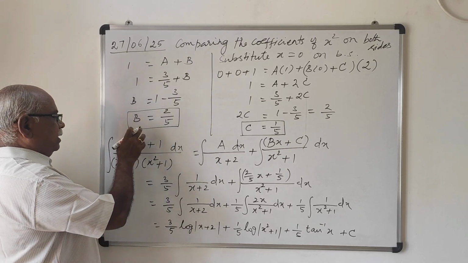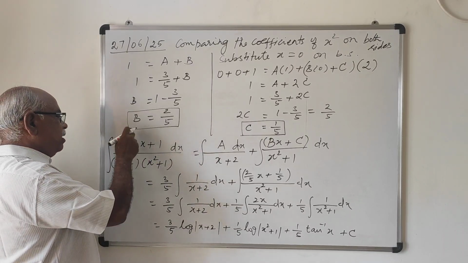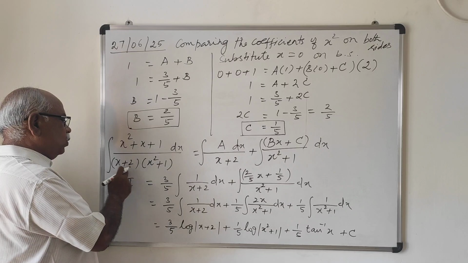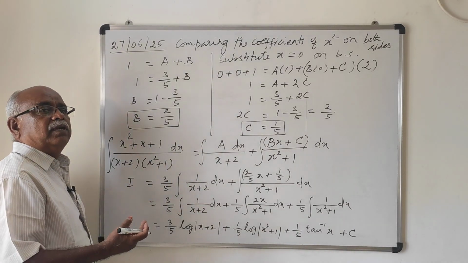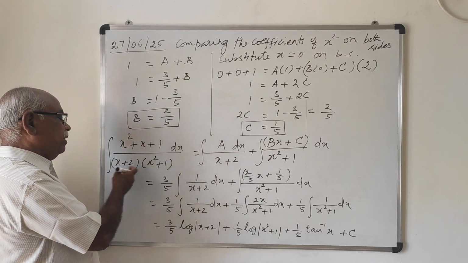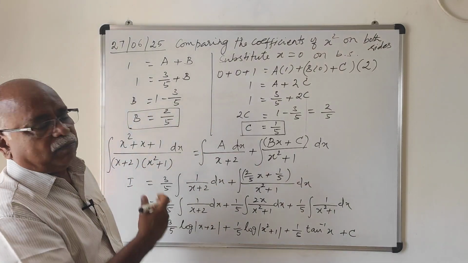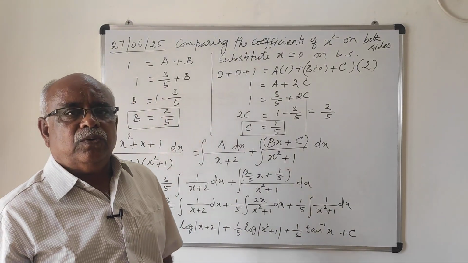Like that, in every problem of this type, the degree of the numerator should be less than or equal to the degree of the denominator. But type 5 is, if suppose the degree of the numerator is greater than or equal to the degree of the denominator, how can we solve the problem using that type 5? That we will see in the next video. Thank you.